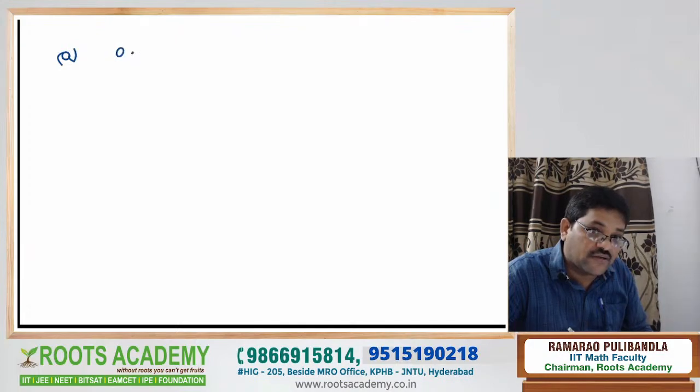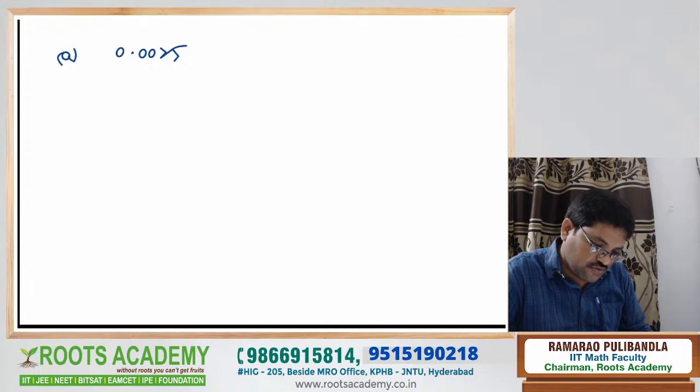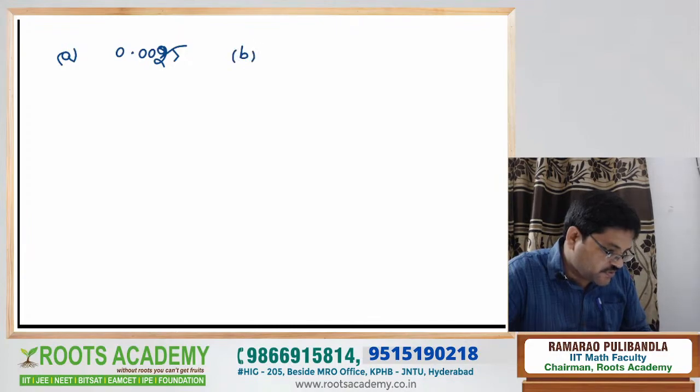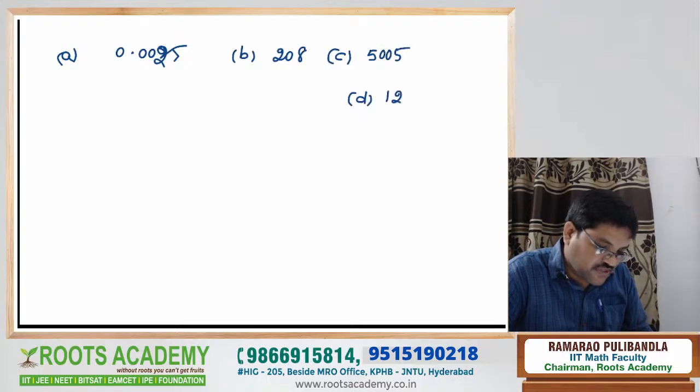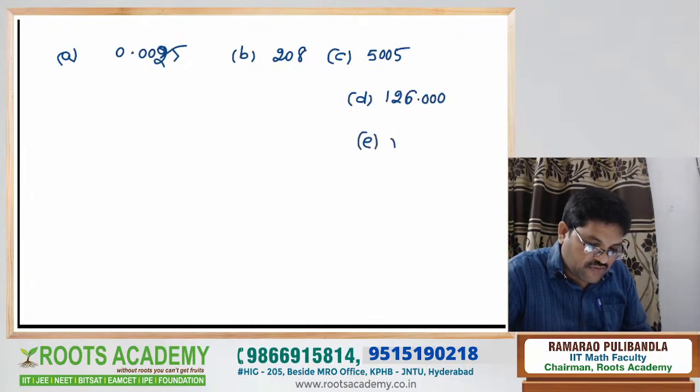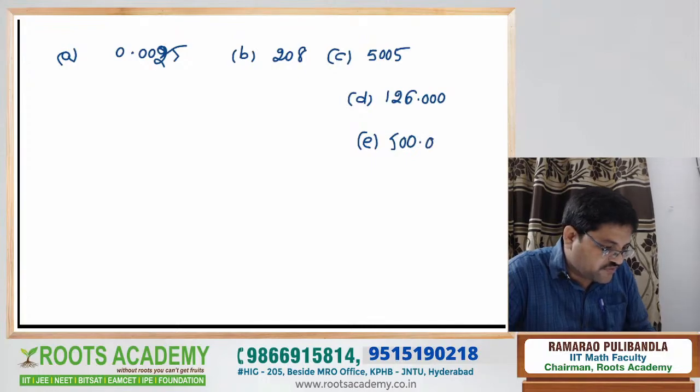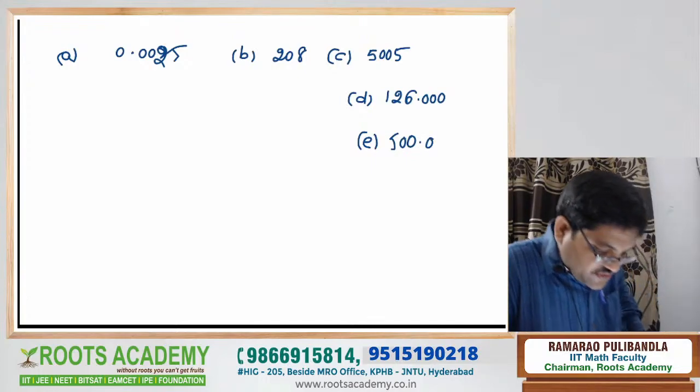A is 0.0025. Understood? B is 208 given. C is 5005 given. D is 126.000 given. And E is 500.0 given. Right? Now see.